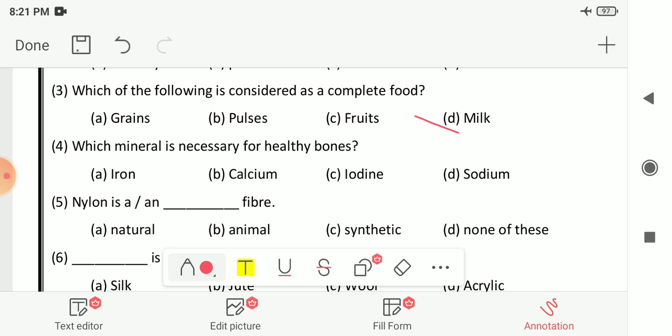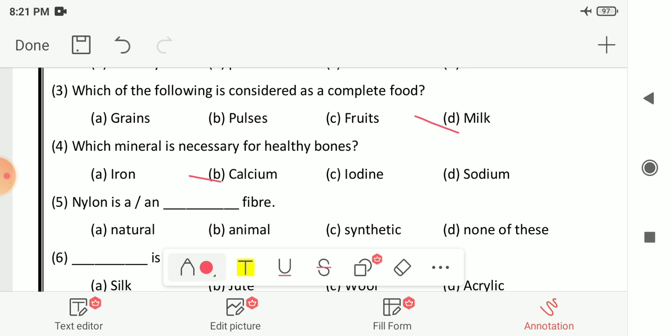Next, fourth number, which mineral is necessary for healthy bones? The options are iron, calcium, iodine or sodium. So here your answer is option B, calcium. Calcium is necessary for healthy bones.